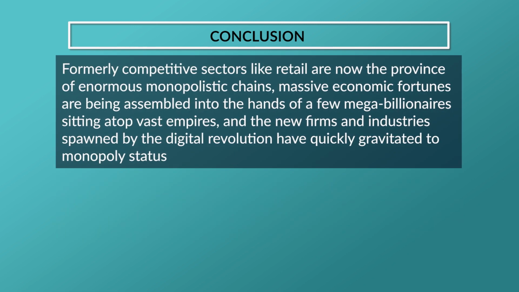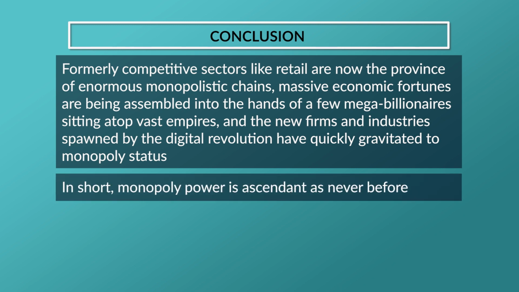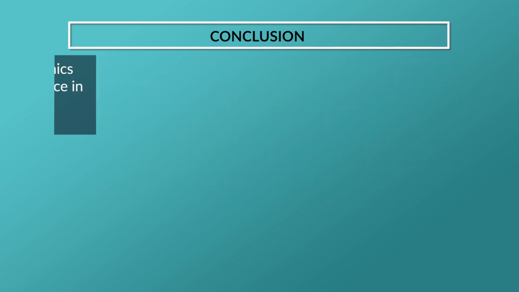Formerly competitive sectors like retail, as you can see around yourselves, are now the province of enormous monopolistic chains. Massive economic fortunes are being assembled in the hands of a few large billionaires, sitting atop vast empires, and the new firms and industries spawned by the digital revolution have quickly gravitated into monopoly status. In short, monopoly power is ascendant as never before.